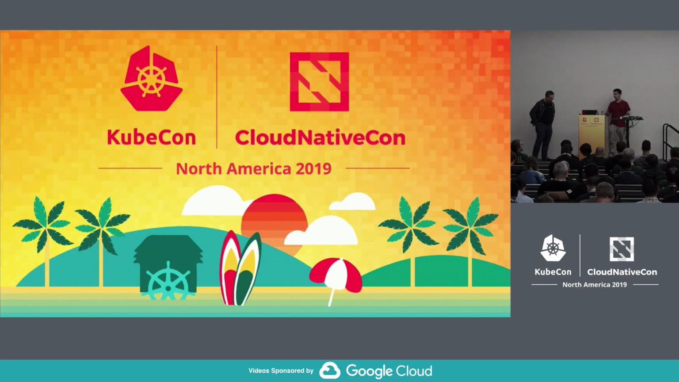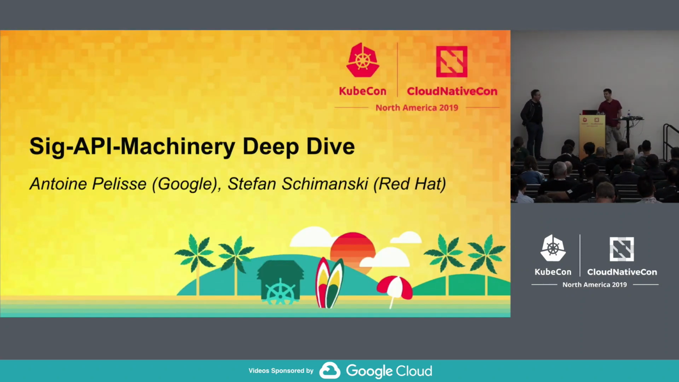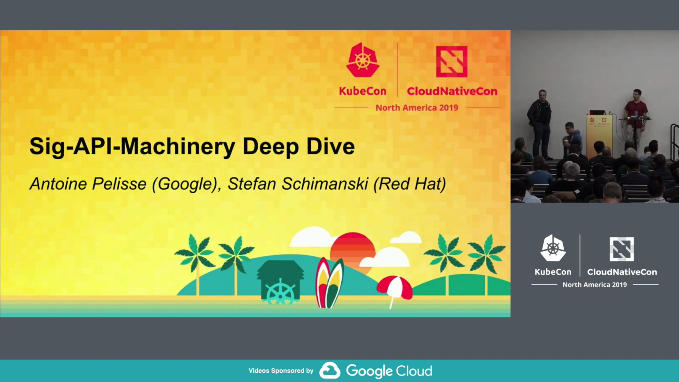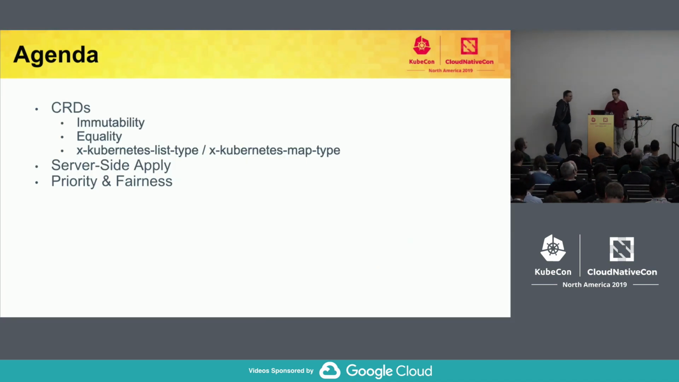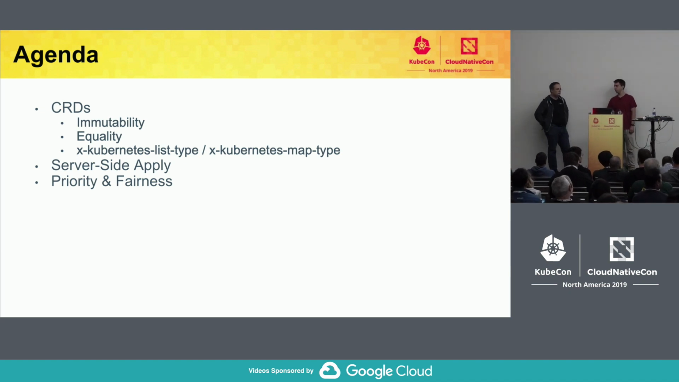My name is Antoine Pelisse. This is Stefan Schimanski, and we have Mike Spreitzer from IBM, and Stefan is from Red Hat. We're going to talk about API machinery, and Stefan is going to start talking about CRDs and some of the new things we are working on. Then I'll talk about Server-Side Apply, and then Mike is going to talk about priority and fairness.